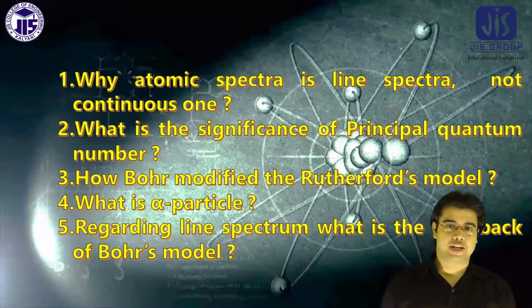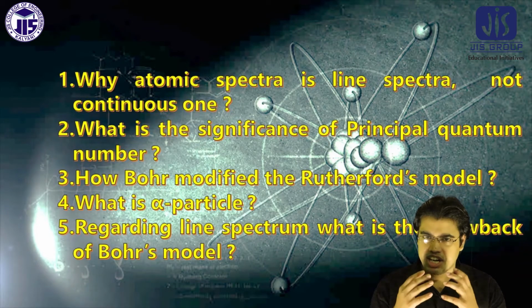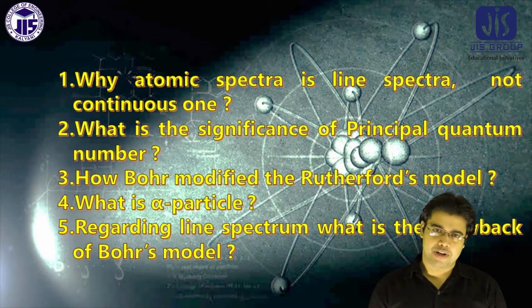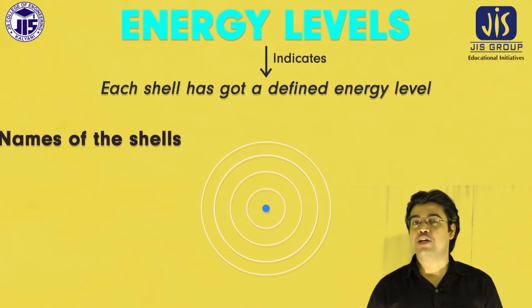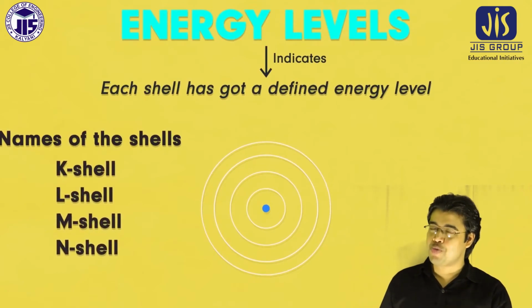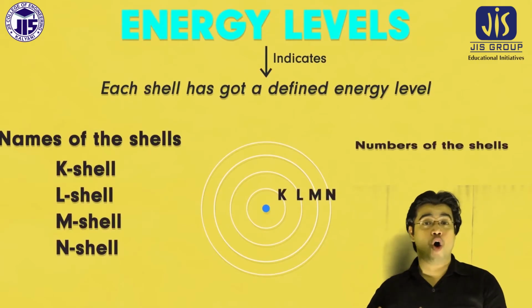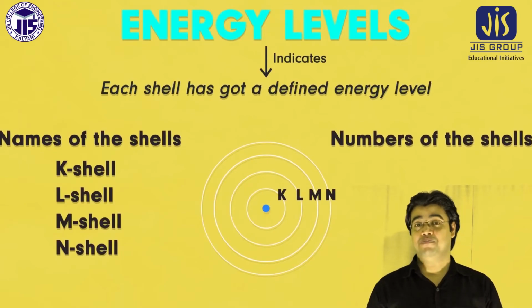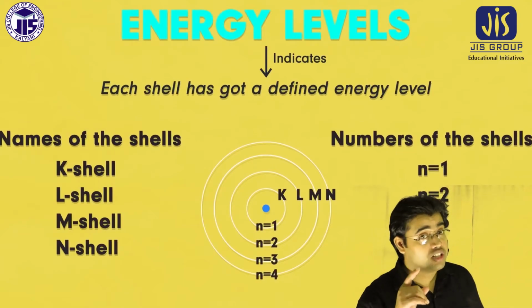Now on to the second question. What was the second question? The second question was, what is the significance of the principal quantum number? The principal quantum number signifies the existence of an orbit. That means in the equation proposed by Niels Bohr, mvr equals nh by 2 pi, the principal quantum number n denotes the orbit of the atom. That means if n equals 1, it will be K, if n equals 2, it will be L, and so on.